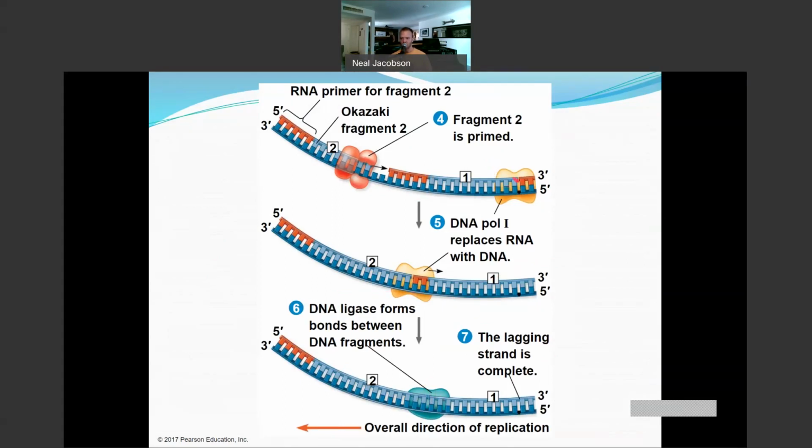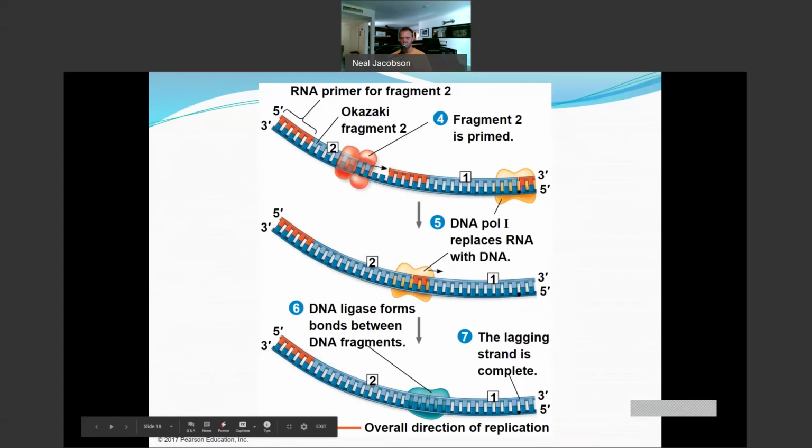As soon as you get to the next RNA primer, there's going to be a gap there. DNA polymerase cannot catalyze that gap. It can't close it up. So it's going to hop off and go find the next RNA primer and replace it there, like it's doing in this picture. And then once it's done its job, DNA ligase comes in and it joins those gaps.